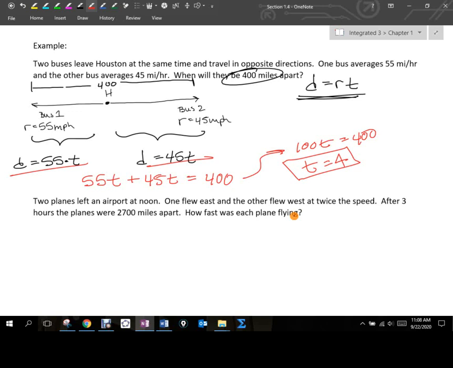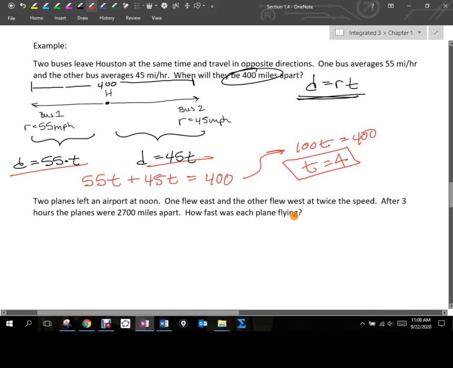And I'll take your 4 and plug it back into 55 miles per hour. What's 55 times 4? What's 50 times 4? 200. What's 5 times 4? 20, right? So 55 times 4 is 220, correct? Keep that number in mind.